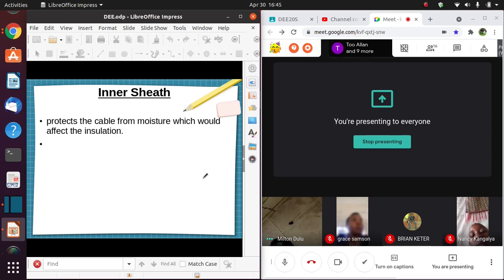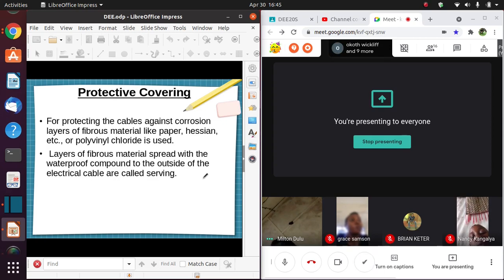Now sheathing is that adding an extra protection on top of your insulation. You can add a paper, you can add hessian, you can add PVC. The sheath can be metallic in nature, depending also on the type of cable, and that's why I gave an assignment so that you can find out the different type of cables, ndio ili uweze kuona the different types of construction.